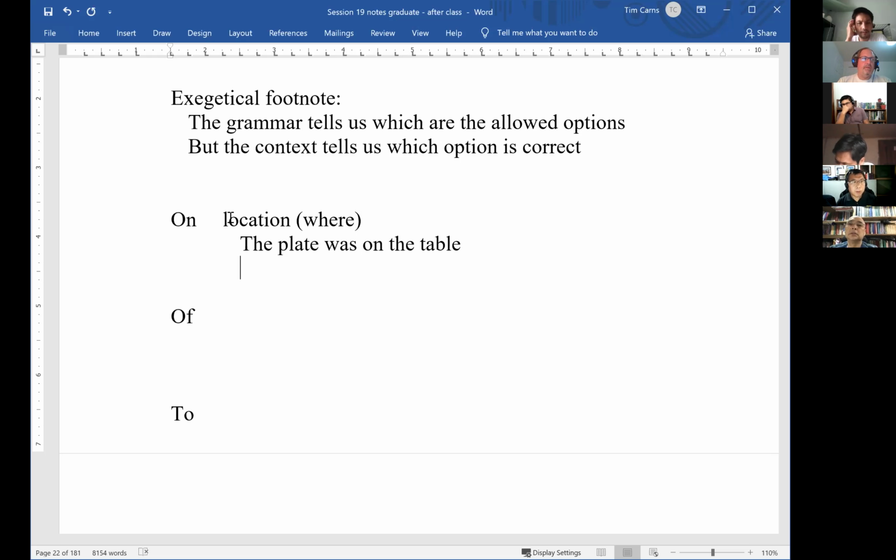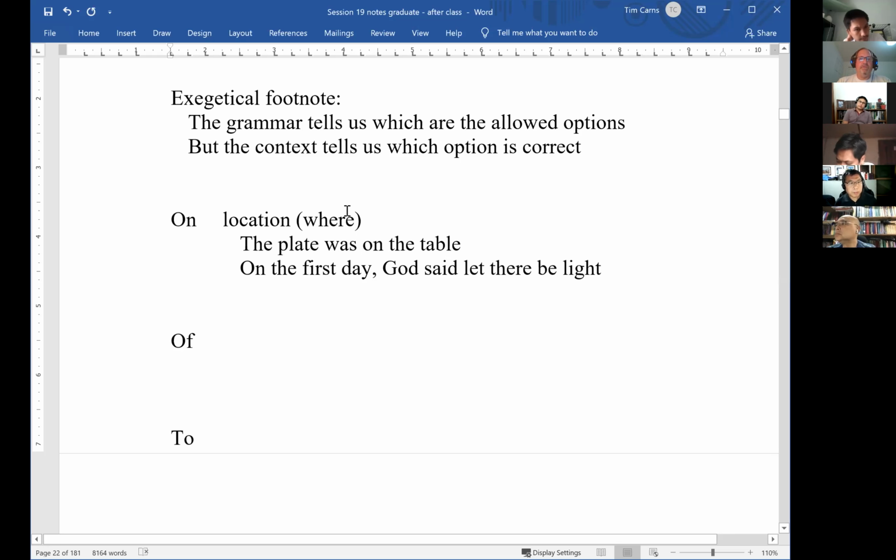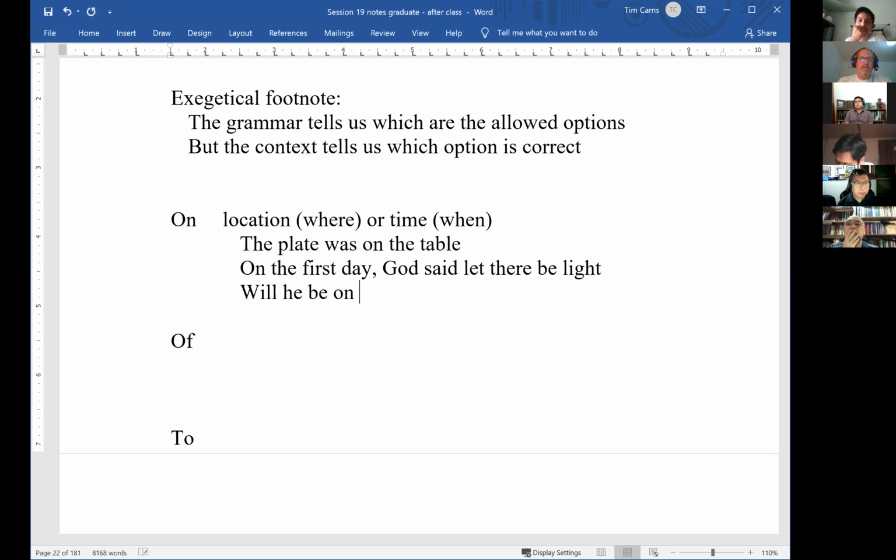Let me do this week. On the first day, God said, "Let there be light." How's it being used there? It's referring to time. Yeah. We could even say, will he be on time today? Okay. All right. Good.